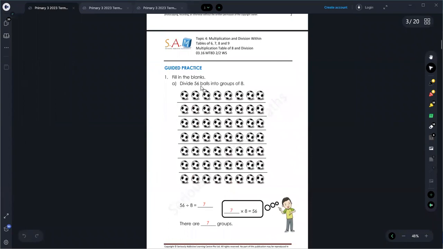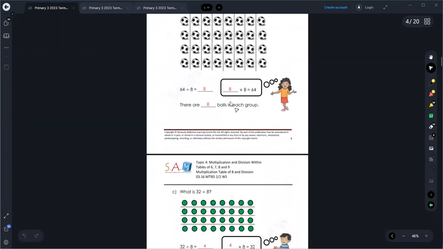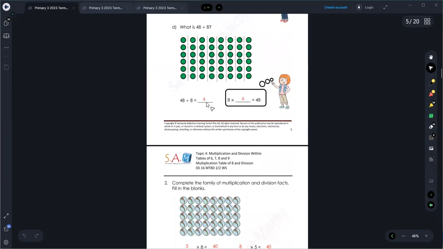8 times which number will give you 56, or if they rely on picture, that can be done as well, right? 56 divided by 8. So each group has 8. There are in total 7 groups. All right, so a few ways for them to do it. If they rely on picture, that's fine. But I think eventually we should move them off these images, the pictures. So as long as they remember the multiplication fact family, right, that should be fine.